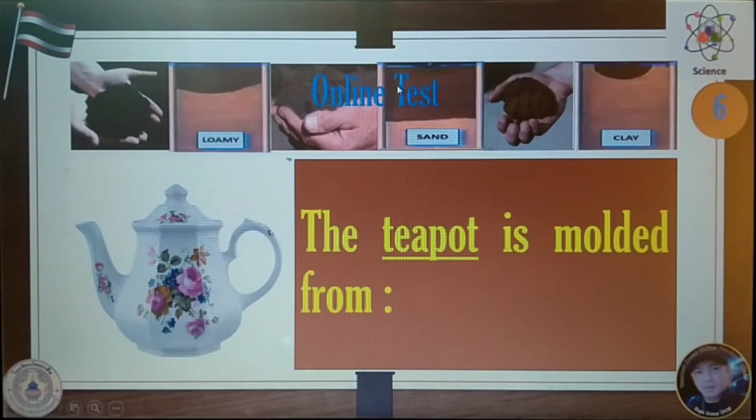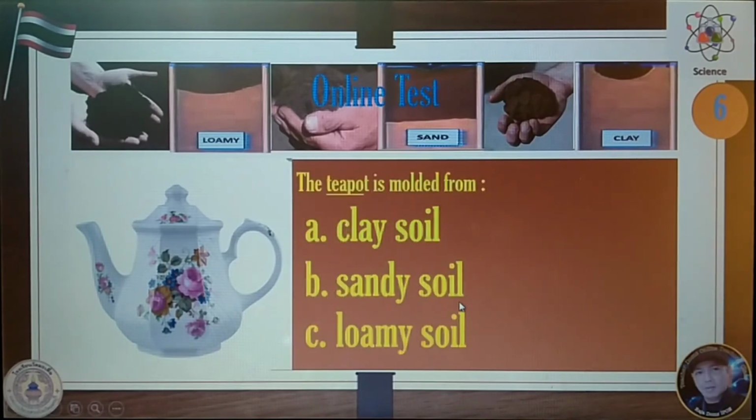Online test 6. The teapot is molded from A. Clay soil, B. Sandy soil, C. Loamy soil.